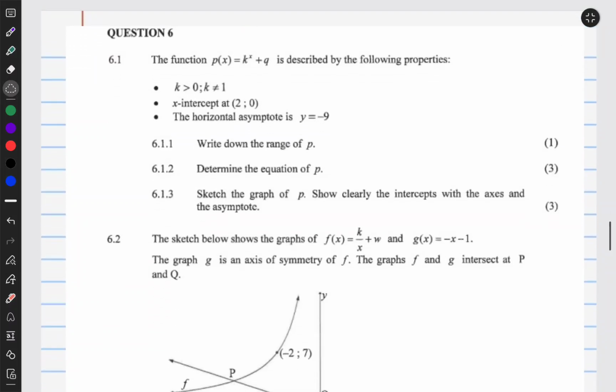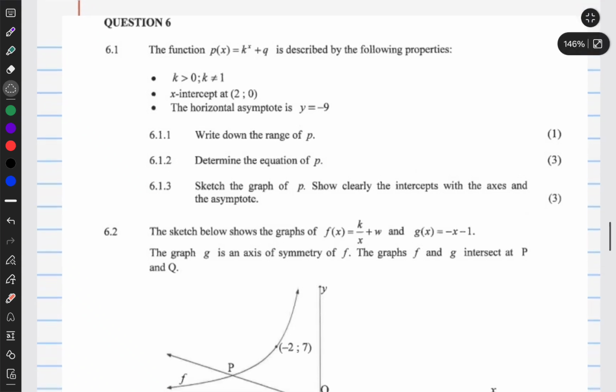Okay, the function p at x is equal to k to the power of x plus q, and is described by the following properties. k is greater than 0, but k is not equal to 1. Yes, k cannot be equal to 1, because if k was 1, it doesn't matter to what value we raise 1, we are always going to get the same answer. So it's just going to be a horizontal line.